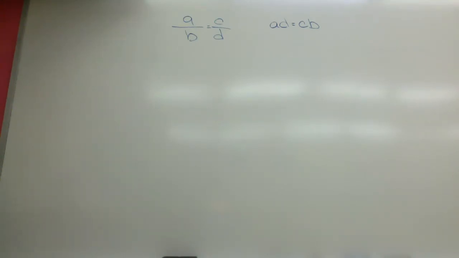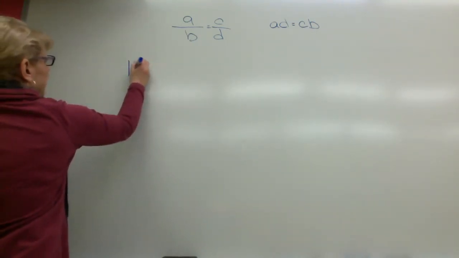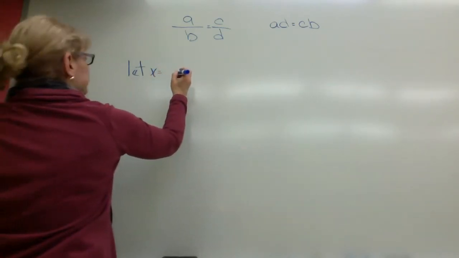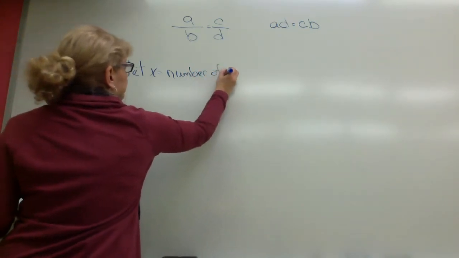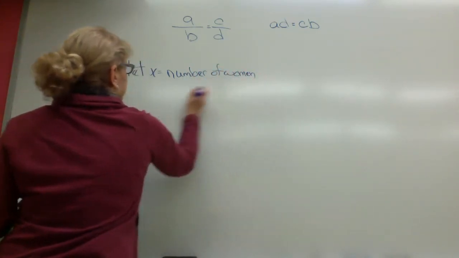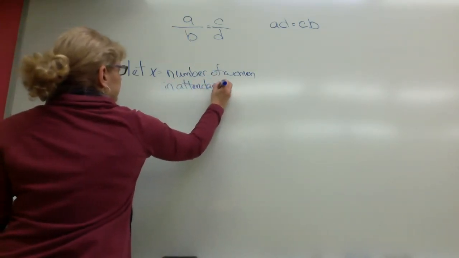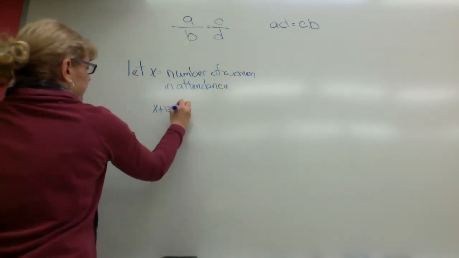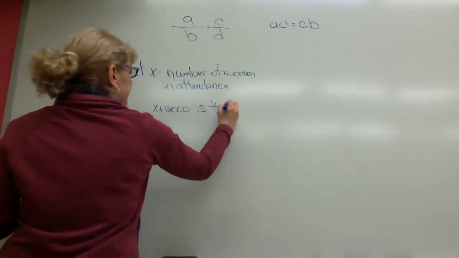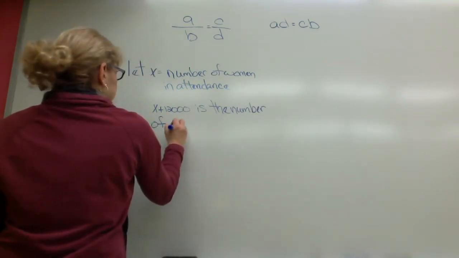Remember, when you have a word problem, the first thing you want to do is define that variable. So I defined x to be the number of women. Therefore, x plus 12,000 is the number of men in attendance.